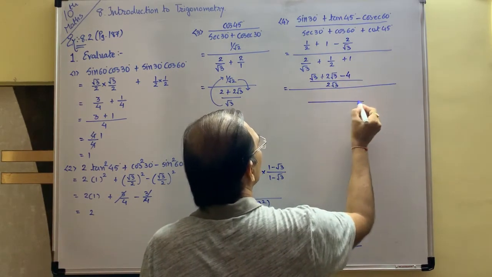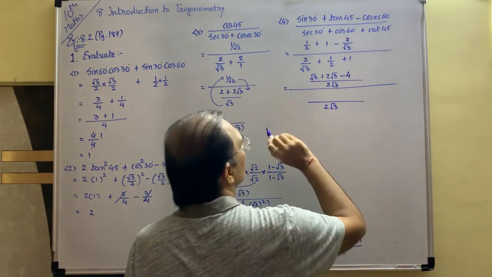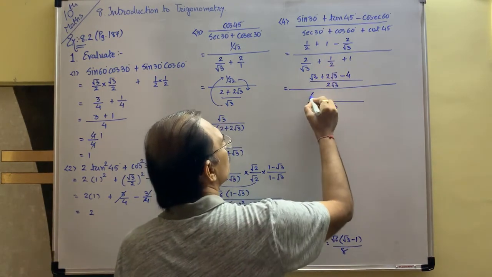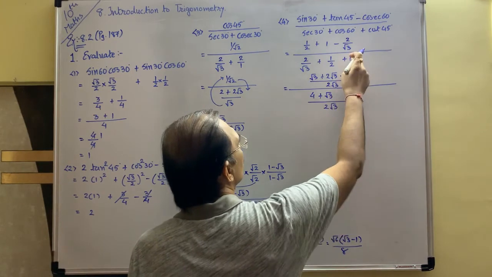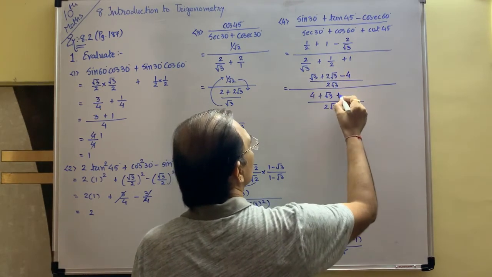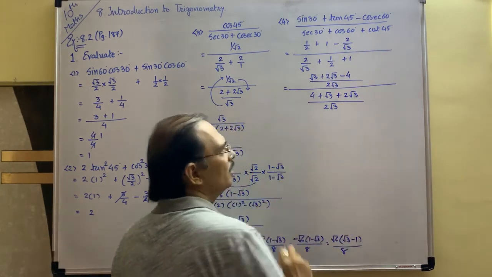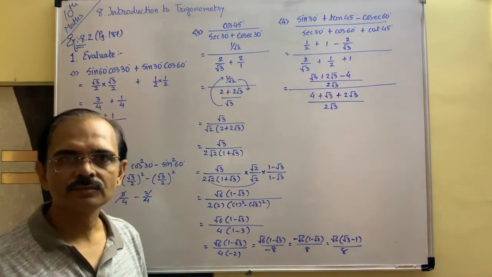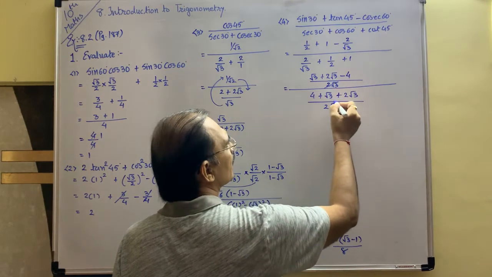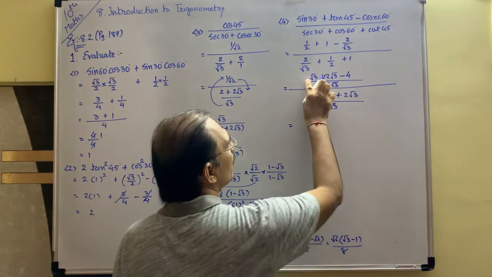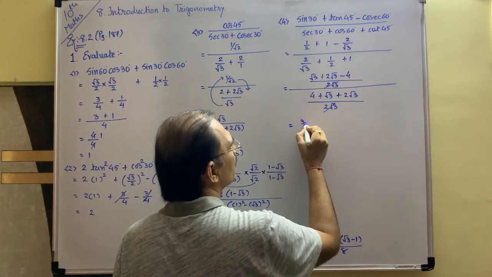Similarly, in the same way, take LCM 2 root 3. Multiply 2 here: 2 times 2 is 4. Multiply root 3 here: root 3 times 1 is root 3. Multiply by both: 2 times 1 is 2 root 3. Okay, now see, both denominators are the same. The denominator here and the denominator here are the same, so it is cancelled. And now 1 time root 3 plus 2 time root 3, that is 3 time root 3 minus 4.